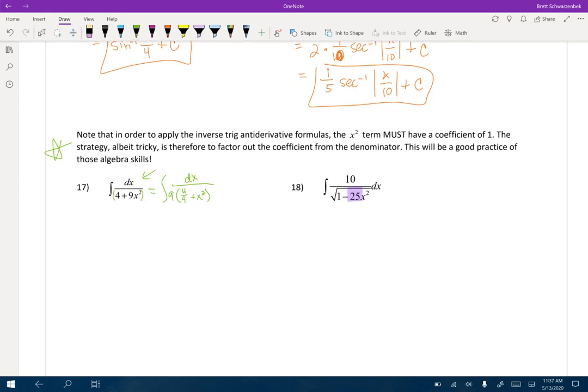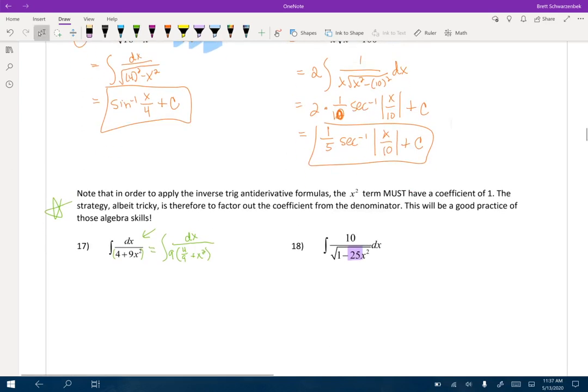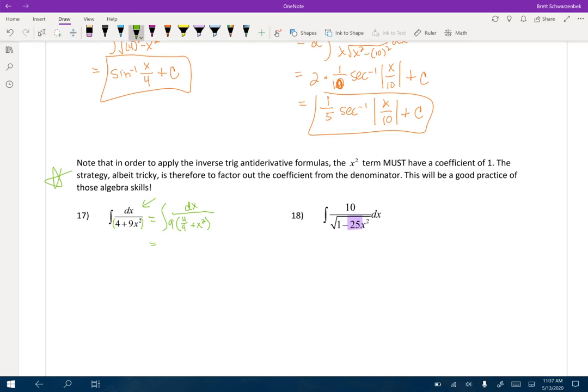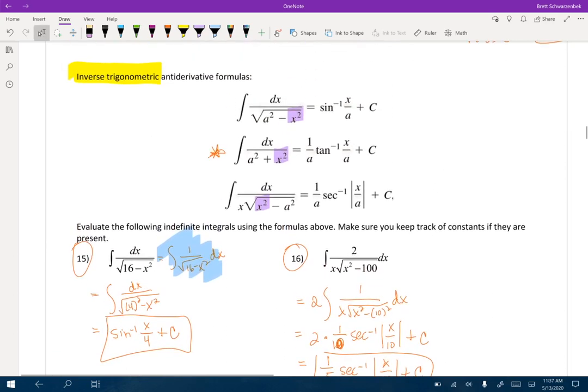Now, here's the other part of this. What would this actually match to? Well, first of all, before we do anything, this 9 right here is now a constant. So we're going to move it on the outside, and we're going to get dx over 4/9 plus x squared. Okay, so what trig function does this now match to? So we go up here and we go, well, the only one that's not a radical is tangent inverse. So we have a match, basically.